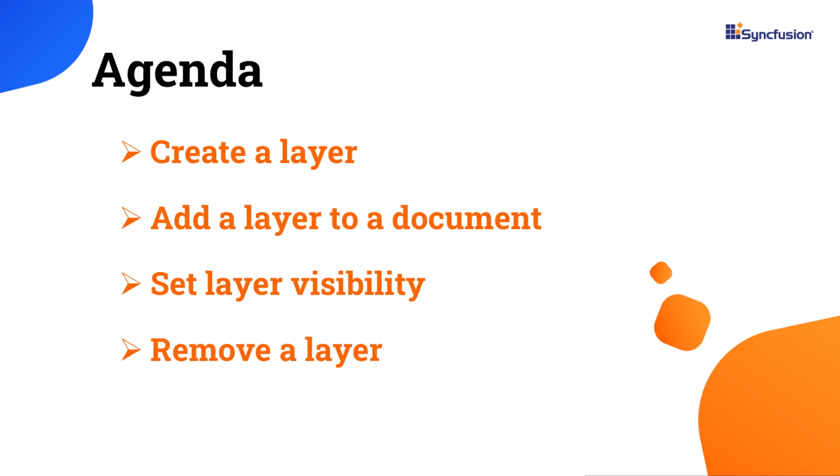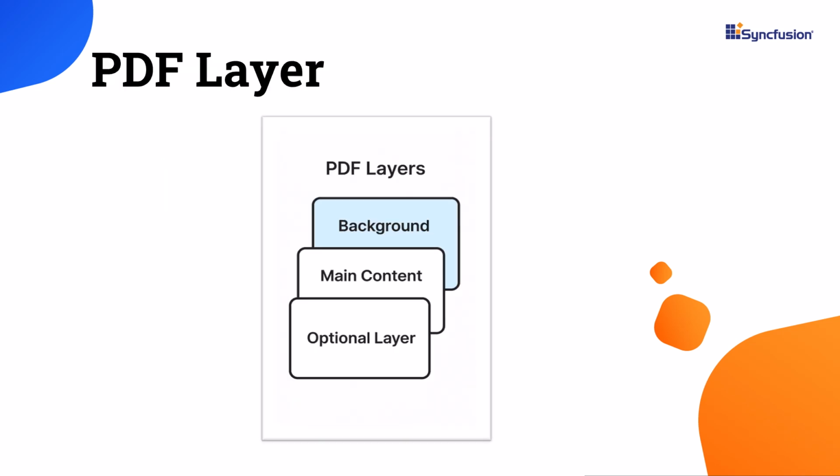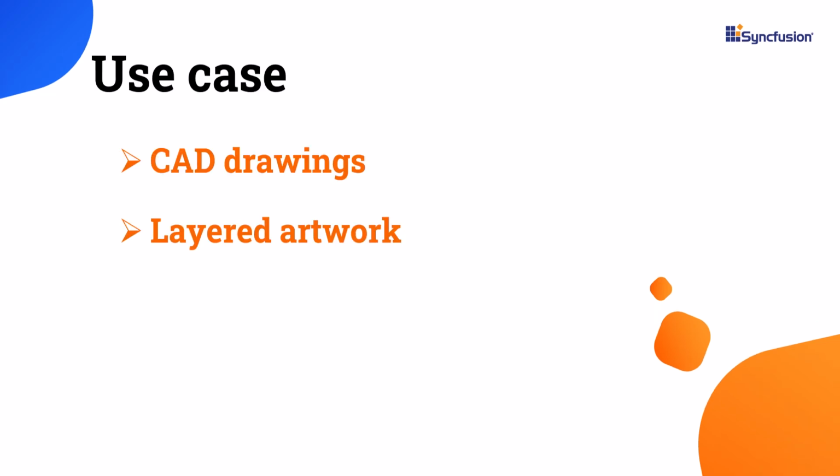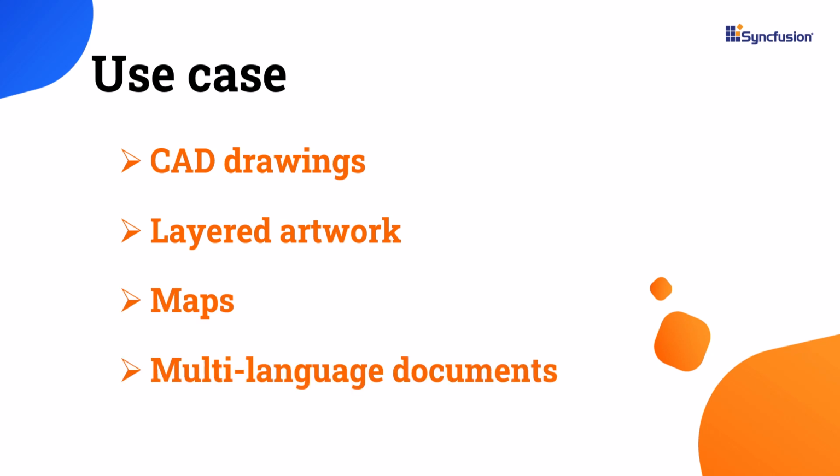In this video, I will show you how to work with layers in a PDF document using the Syncfusion .NET PDF library. This includes how to create a layer, add it to a document, set its visibility, and remove it from the document. PDF layers, also known as optional content, refer to sections of a PDF document that can be selectively shown or hidden by the document author or viewer. This feature is especially useful for content such as CAD drawings, layered artwork, maps, and multi-language documents.